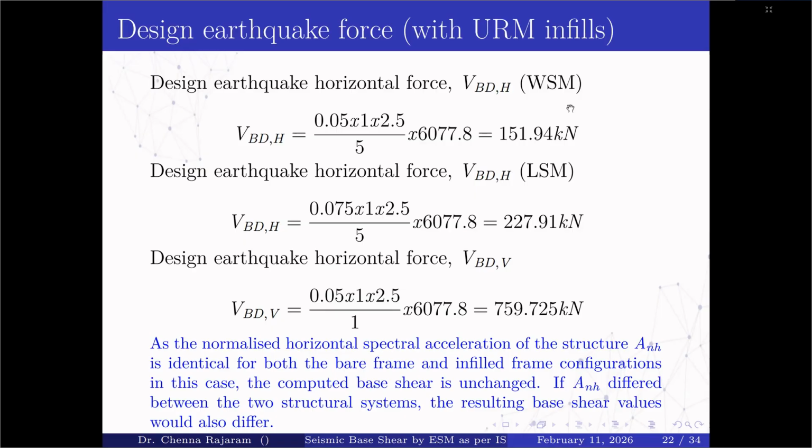Now, if it differs, because the TA value in the X direction and the TA value in the Y direction have a large variation between these two, then obviously we will get different ANH values for these two cases. So in that case, you have to consider VBDH along the X direction and VBDH along the Y direction. Similarly, for the limit state method, VBDH along the X direction and VBDH along the Y direction. But in this problem, we don't encounter any such problem. Why? Because the ANH value is equal to 2.5.